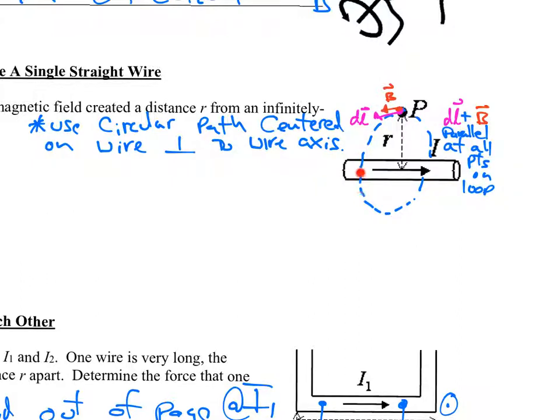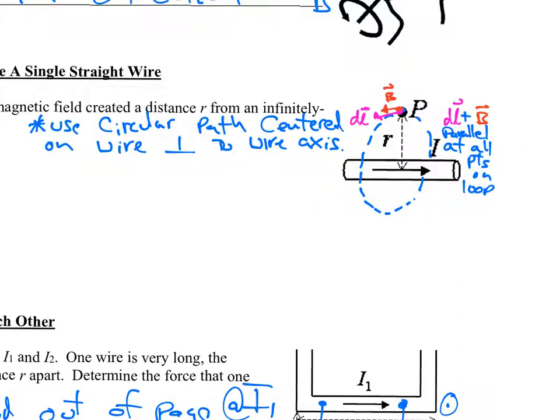Down here, B would be going down, dL would be going down. Here, B would be going back into the page, so would dL. Over here, B would be going up, so would dL. So dL and B are parallel at all points on this loop. That makes taking our dot product very easy, and this is a very symmetric situation. We have one wire. Our Amperian loop is centered on that wire at an equal distance away. We have kind of circular symmetry that we're dealing with here.